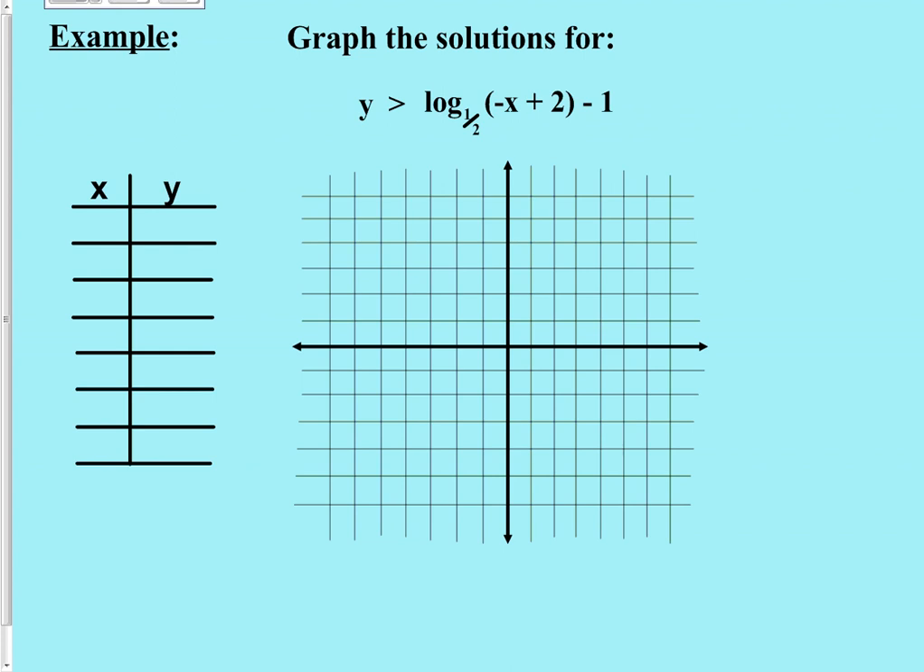Okay, now examining the equation, a couple of things I see here. First off, we have a base number for our logarithm that is smaller than 1. It's in between 0 and 1 on the number line. Now that does cause an effect change to the graph.